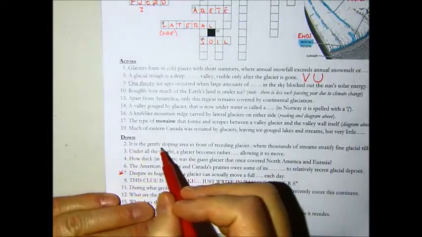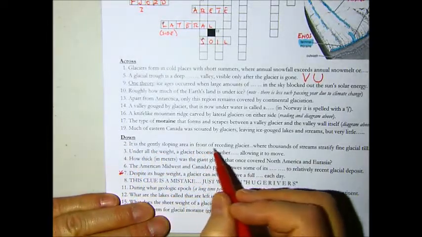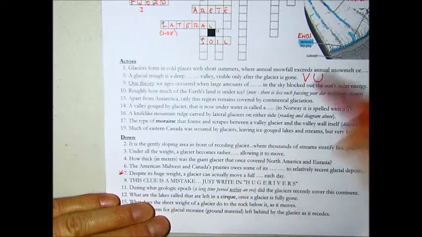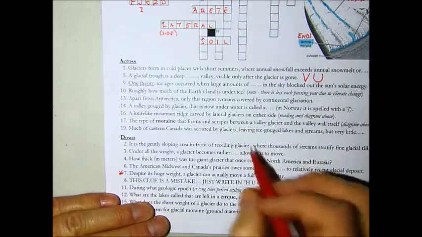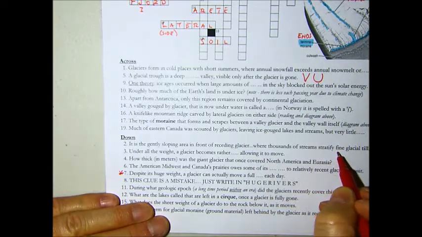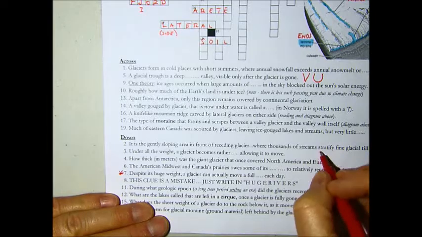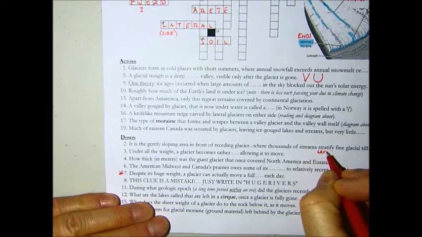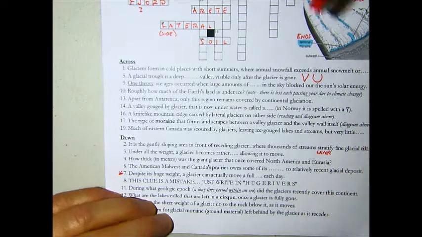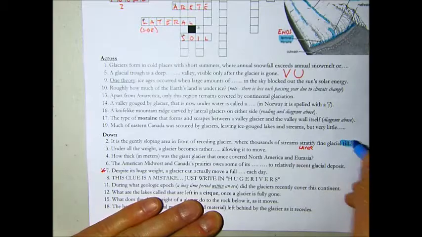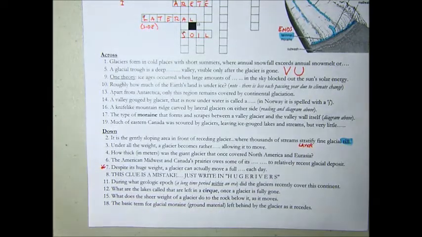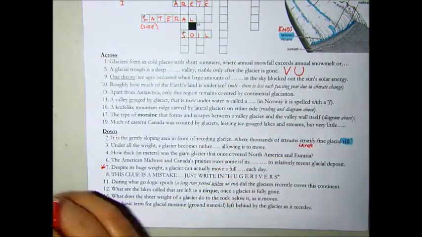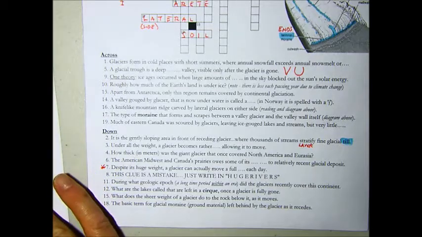2 down. It is a gently sloping area in front of a receding glacier. Okay, so in front of a receding glacier, where thousands of streams stratify, so layer, remember? We said stratify, or stratified, means layered. Fine glacial till. It's worth highlighting the word till, okay? So fine glacial till. Where are we going to find 2D?